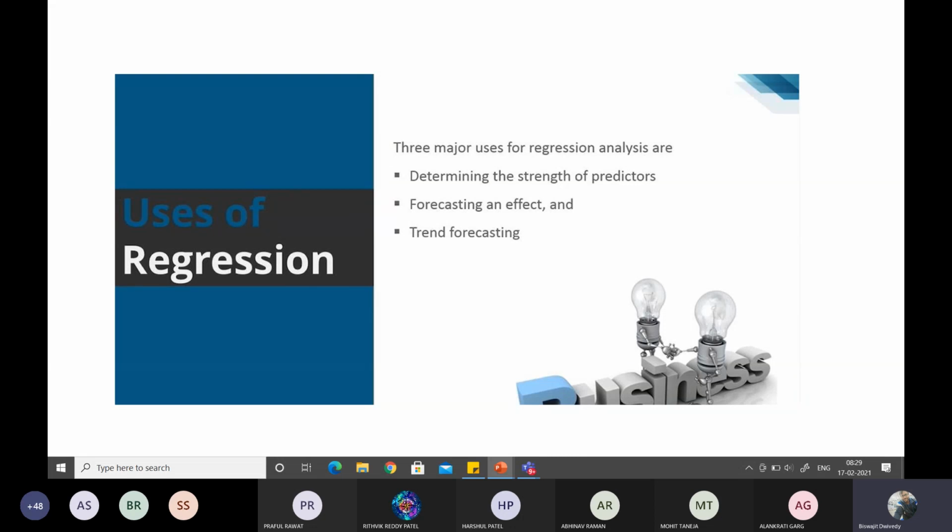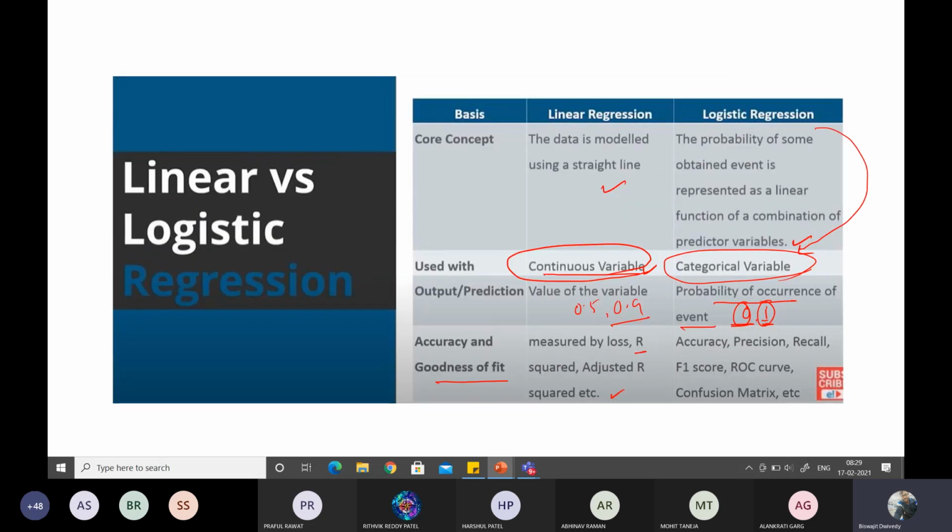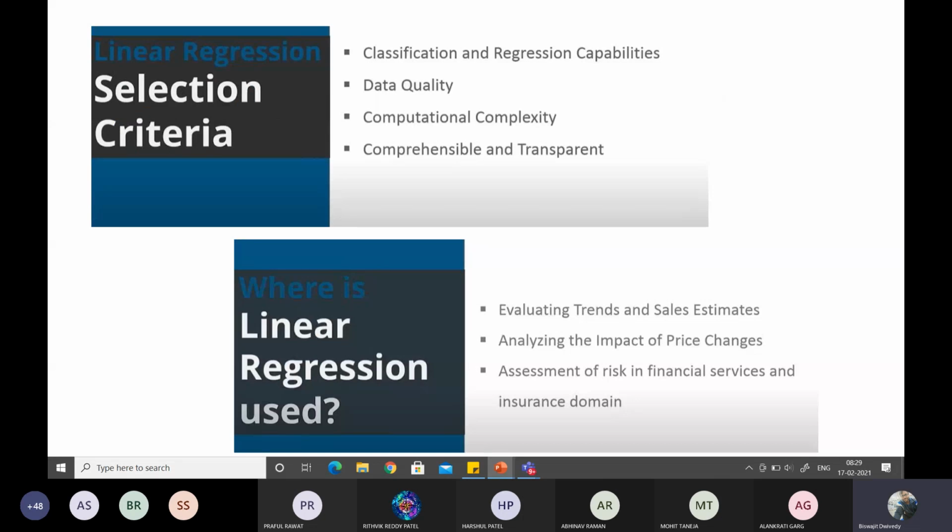So what are the major uses of this regression analysis? Determining the strength of your predictors, forecasting an effect, trend forecasting. Those things I have already told you, where linear regression is usually used. Evaluating trends and sales estimates. Next is analyzing the impact of price changes. Next is assessment of risk in the financial services and insurance domain.